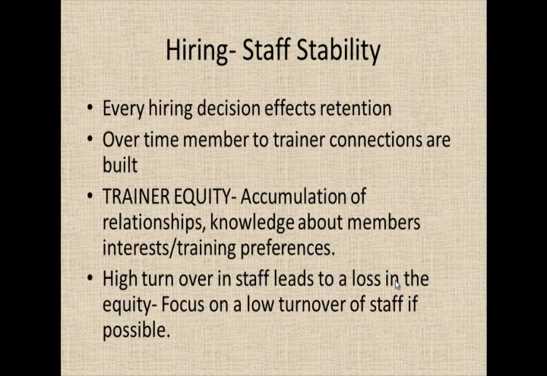Ideally, you want to have a very stable staffing base. It's not always possible in this industry, but if you have this in mind when hiring for the long term and focus on a low turnover of staff, you're going to have more stability and be able to take advantage of that trainer equity that we've talked about.